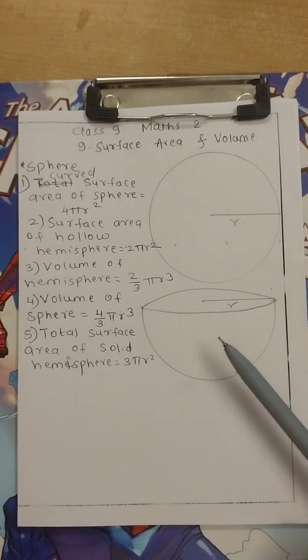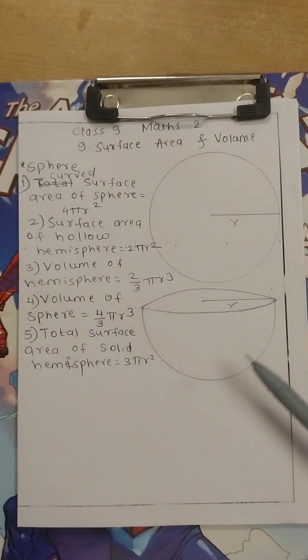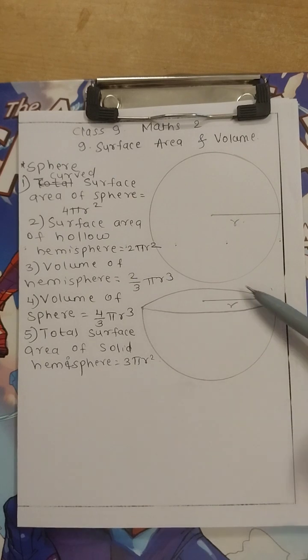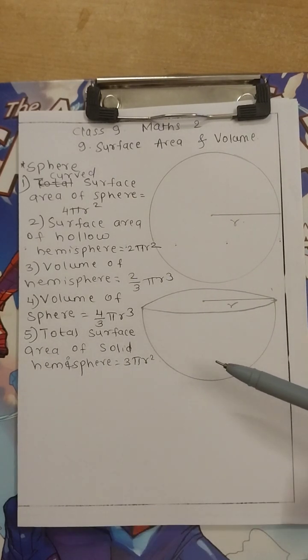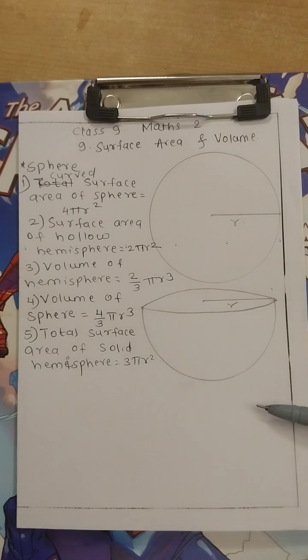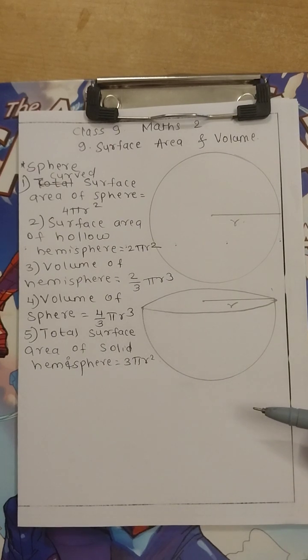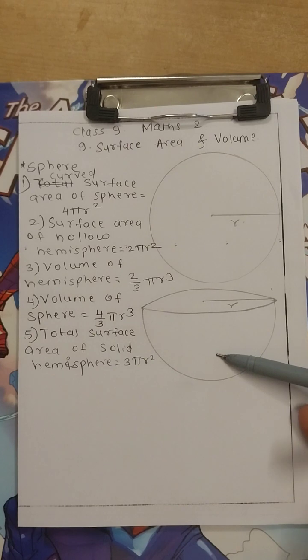Now what is this? This is a hemisphere. Hollow hemisphere. Hollow means there is nothing inside the sphere. The best example of a hollow hemisphere is a plastic ball. There is nothing inside it. And hemisphere means half of the sphere.